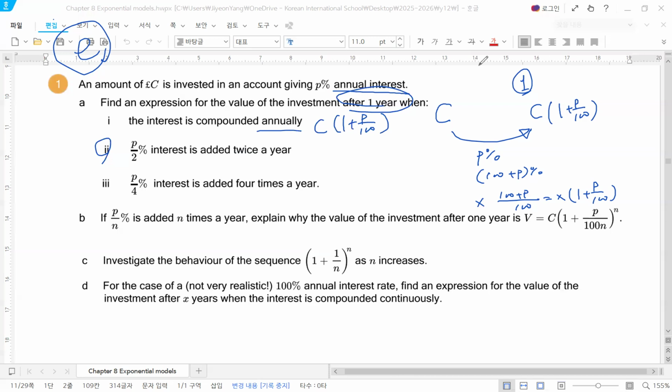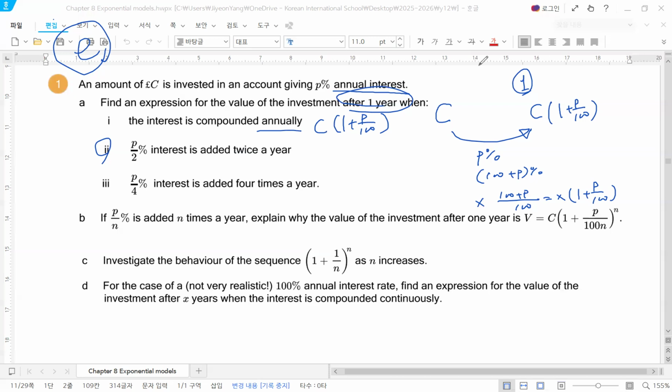So if you invest £3 and then after 6 months, you are going to get the money C plus its interest with P over 2%. Do you understand? Some interest. And then I'm going to write it as C star. And after 6 months, you are going to have P over 2% more. So that's why it's going to be P% in total.